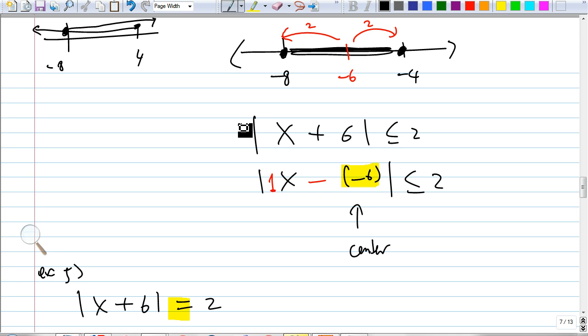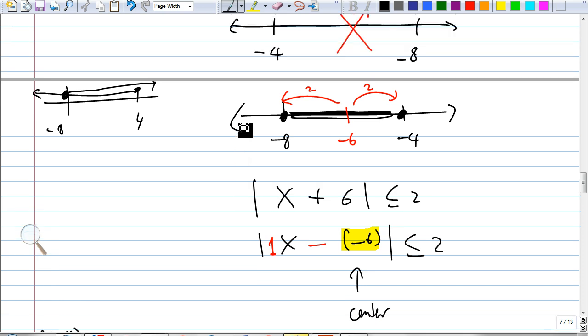Oh, what would the sentence be for this one? The distance between what? X and... Oh, we start with the center first. I like to do that.